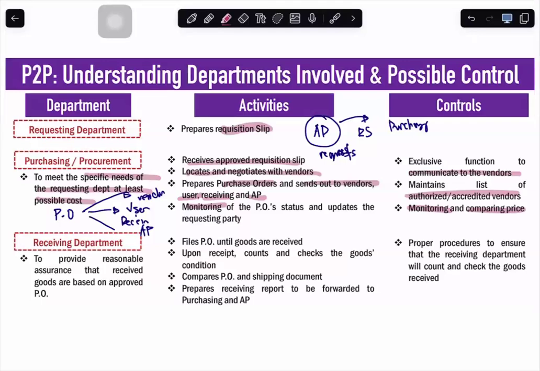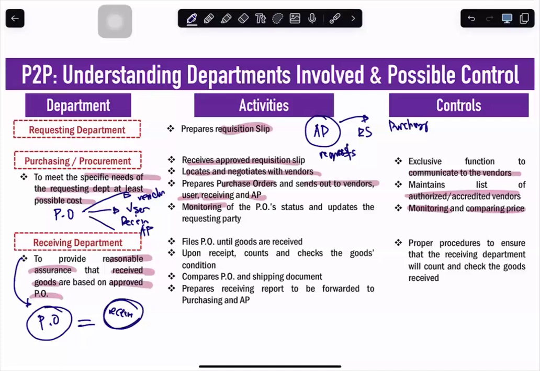Now let's go to your receiving department. Your receiving department has the function to provide reasonable assurance that what is received is based on the PO. Because again, they will be given the PO, right? And once they receive the goods, they will compare whether the goods received are the same as the PO. So what are the activities then that are done in the receiving department? First, they will file the purchase order until goods are received. And once it is received, they will now count and check the goods condition.